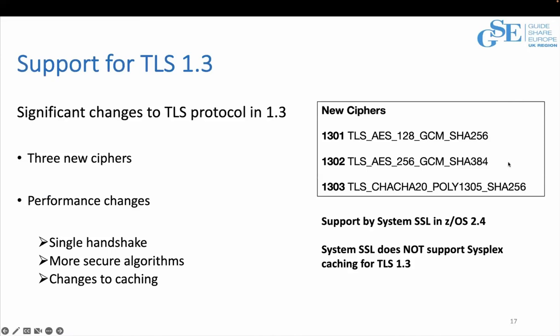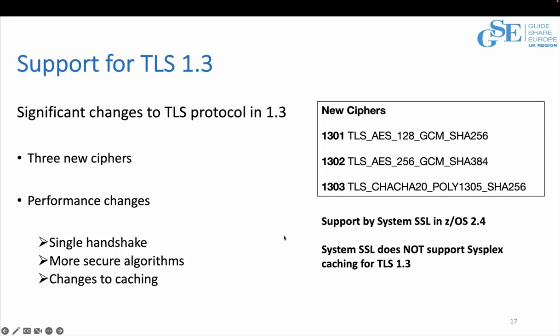So there are significant changes to the TLS protocol in 1.3. We've got 3 main ciphers, which are on the screen there. Now, with TLS 1.3, we've got huge performance changes in the form of a single handshake. We've got more secure algorithms, and there is significant change in caching as well.